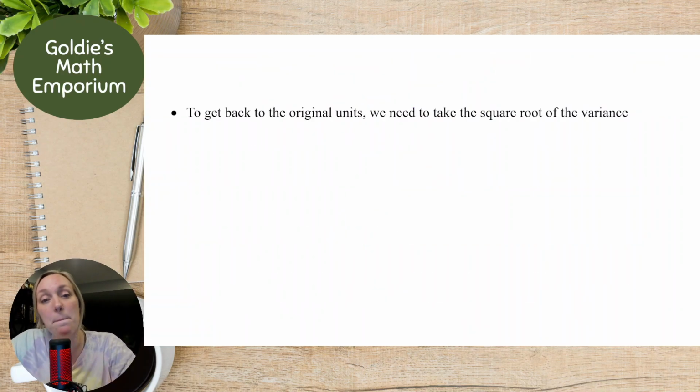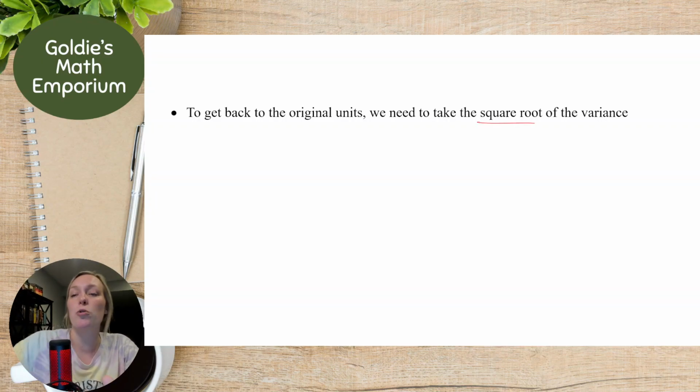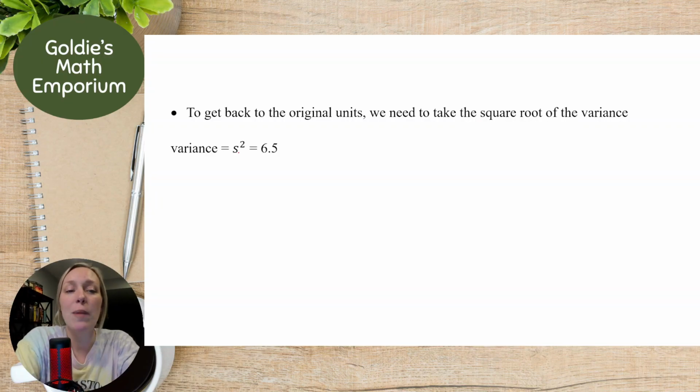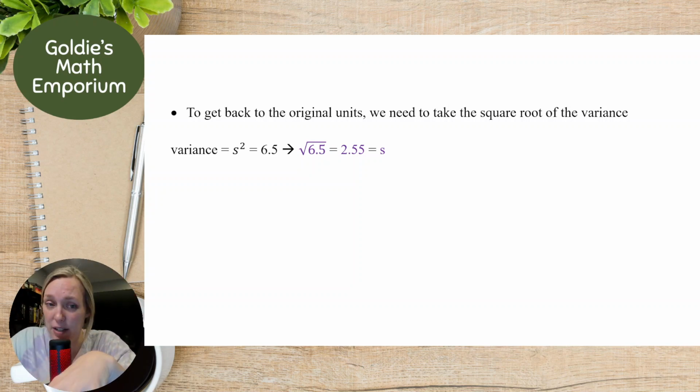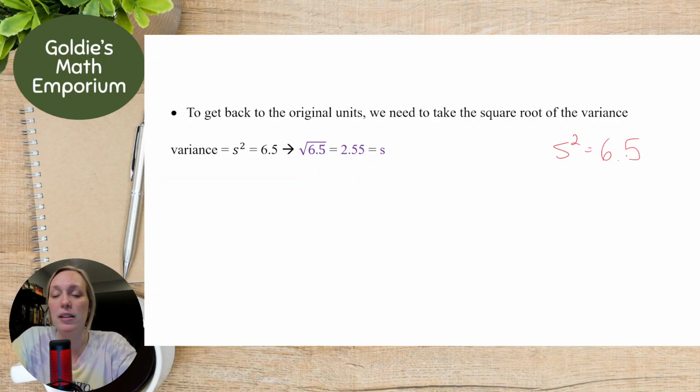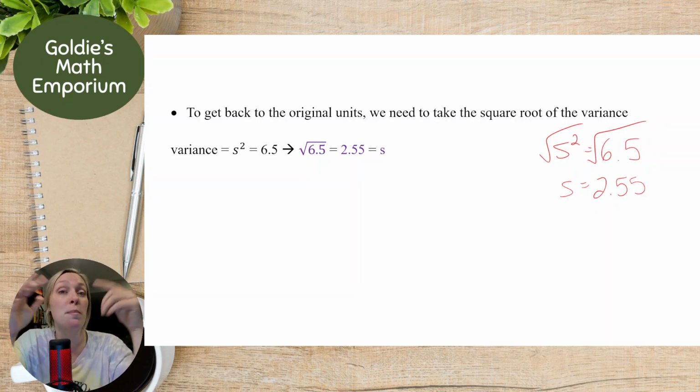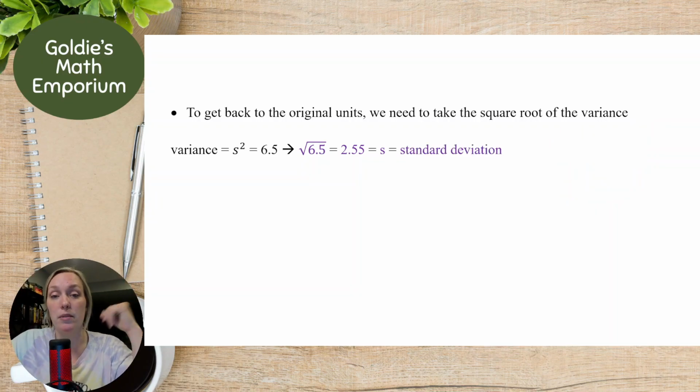Well, to get back to the original units, to get back to the average deviation, we take the square root of the variance. So that's why it has this special symbol here. The variance s squared is 6.5. I take the square root of that, and I get 2.55, and that gets the symbol s for standard deviation. And for those math visual peeps, this is my variance. If I take the square root of both sides, I get s equals 2.55. That's the relationship between my variance and my standard deviation.